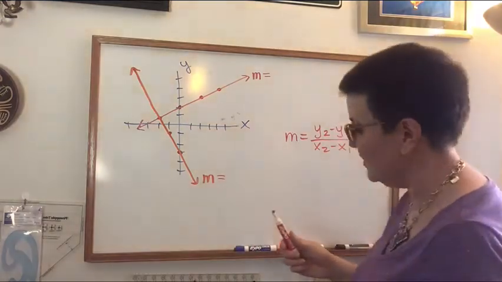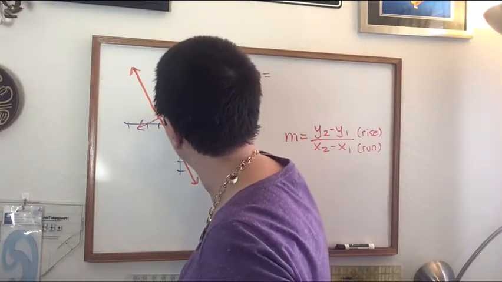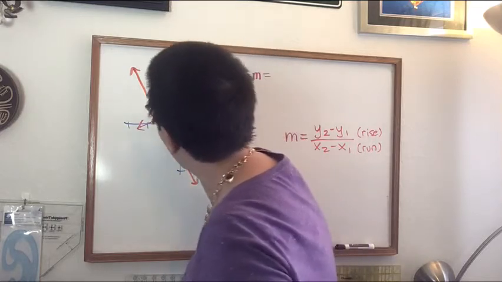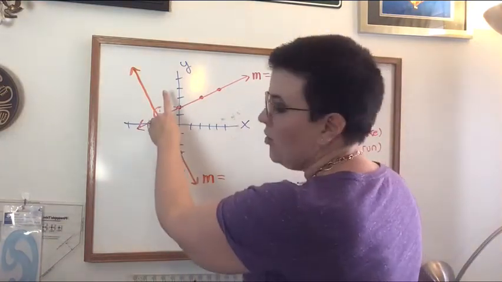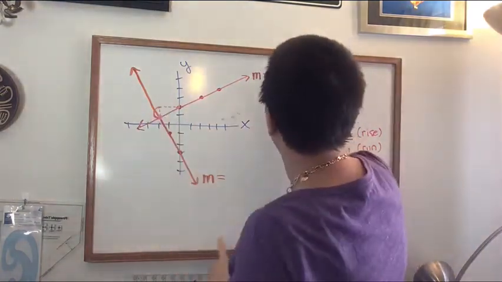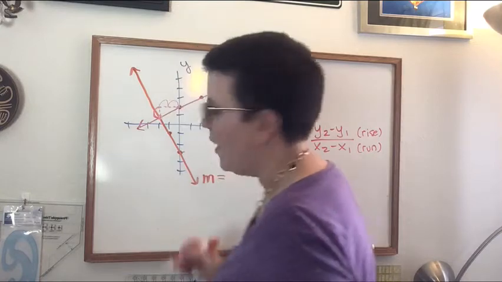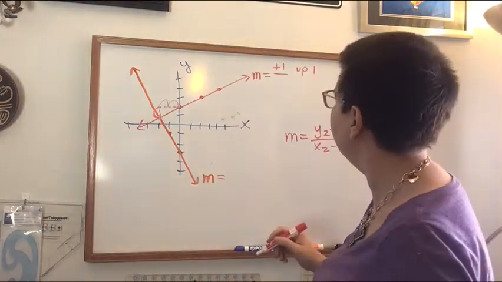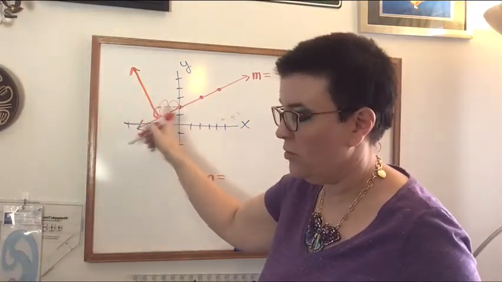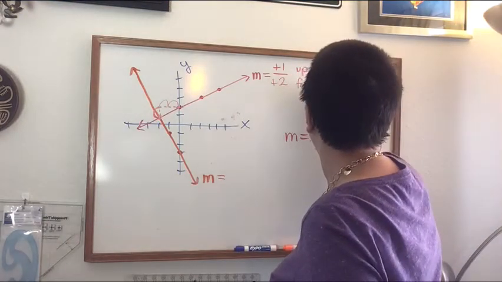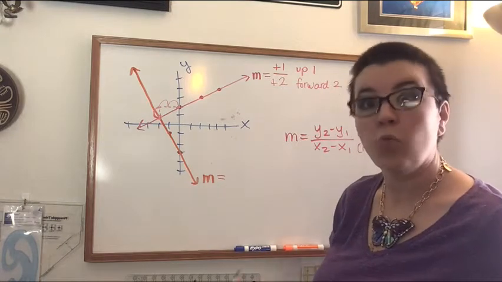So let's go ahead and count our slope. Are you ready, Daniel? Yes. Okay, we're going to count from here to here. I'm going to draw my little dotted line, my little right triangle. How many jumps did I make for my rise? 1. Is it an up one or a down one? Up 1. Now, how many did I jump to go run? 2. Did I go forward 2 or backward 2? Forward 2. So my slope for this line is up 1 over 2, or 1/2.